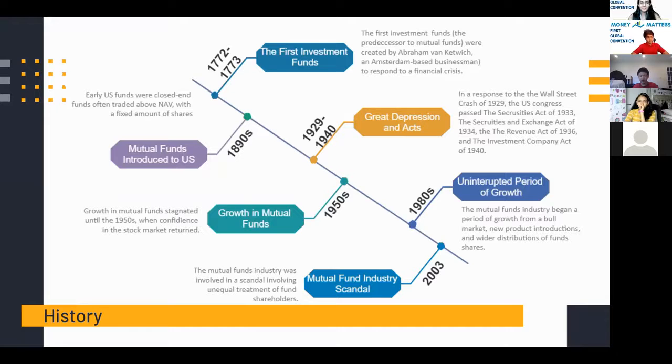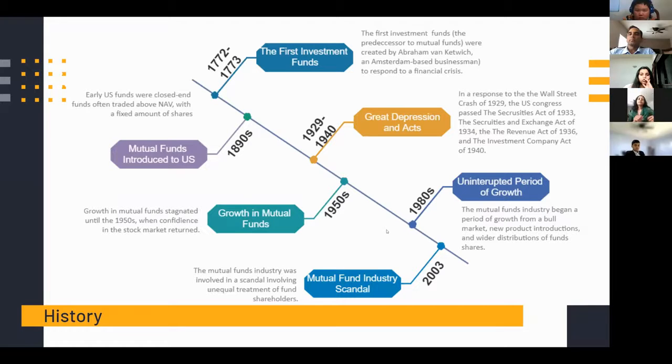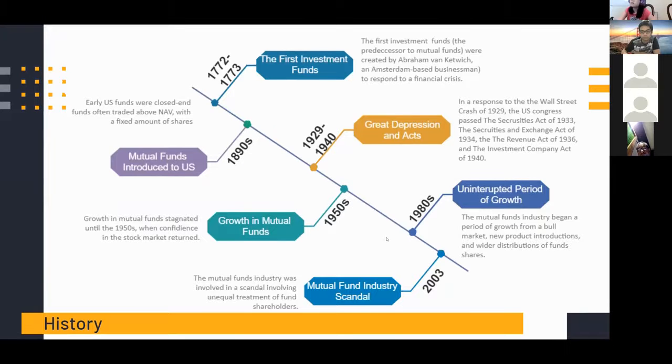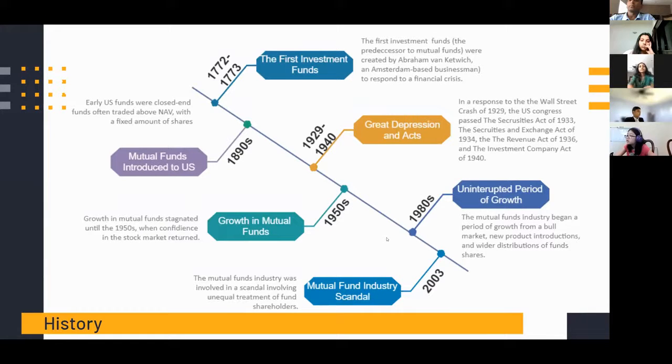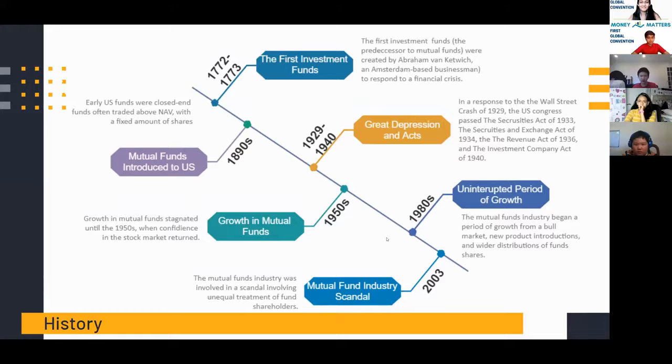The history of mutual funds. In 1772 to 1773, the first investment funds were created by Abraham van Ketwich to respond to a financial crisis. In the 1890s, mutual funds were introduced to the US, although they were often traded above NAV with a fixed amount of shares. In 1929 to 1940, the Great Depression hit, and there was a series of acts passed to combat it.